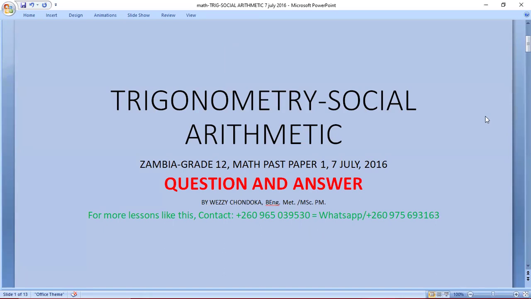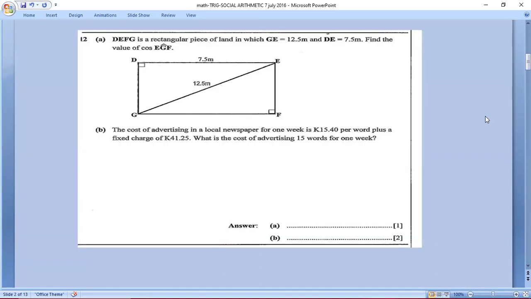Okay, let us go on to the question. So this was question number 12 in that paper. And part A reads: DEFG is a rectangular piece of land in which, as shown in the diagram, GE is equal to 12.5 meters, and DE is equal to 7.5 meters. Find the value of cosine EGF.